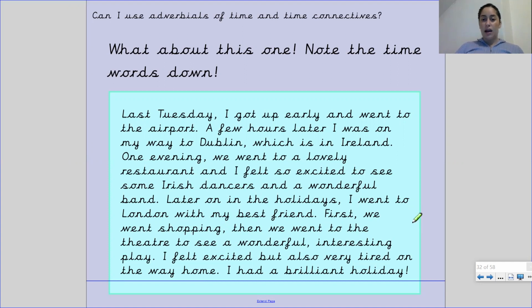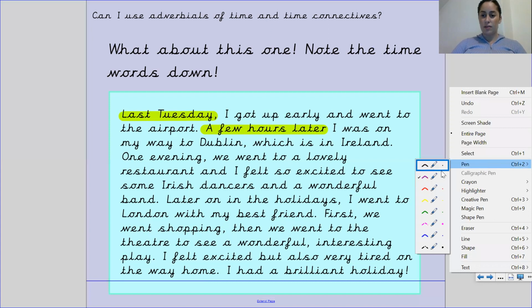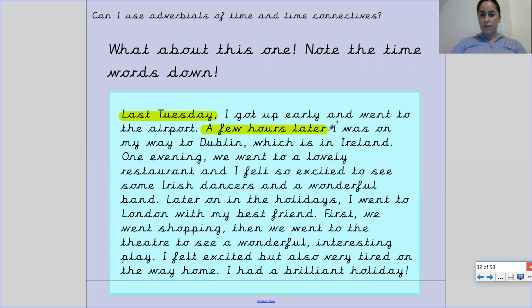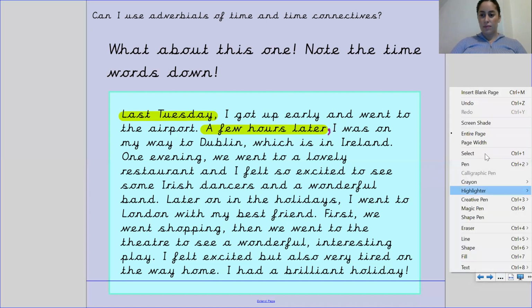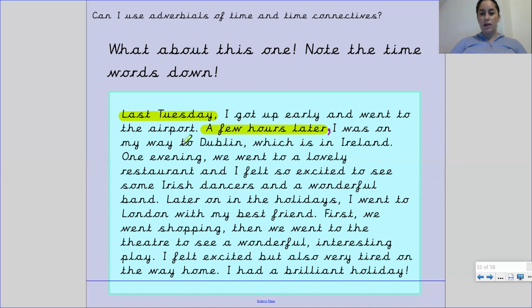Last Tuesday, well done for doing sparkles for last Tuesday. That's a fronted adverbial of time. I got up early and went to the airport. A few hours later, well done for doing your sparkles. What have I forgotten here? The adverbial of time is at the front of a sentence, so what must I have after? A comma. I was on my way to Dublin, which is an island.